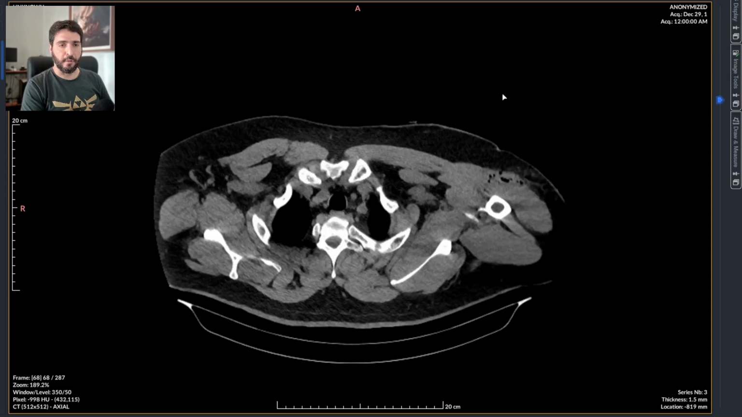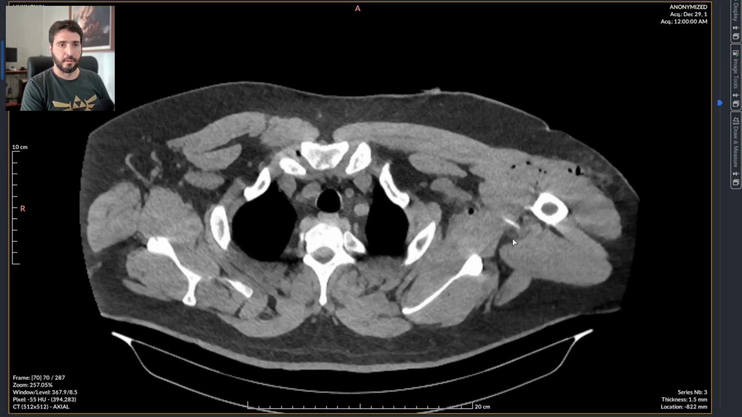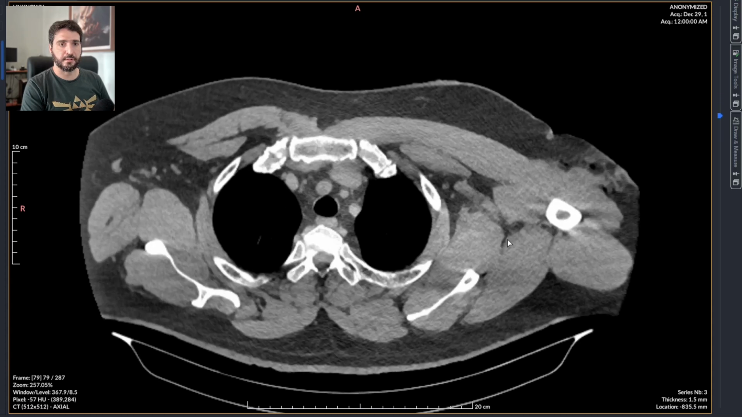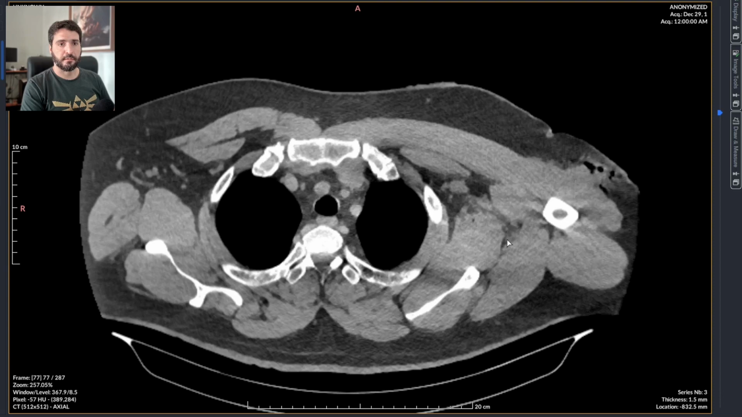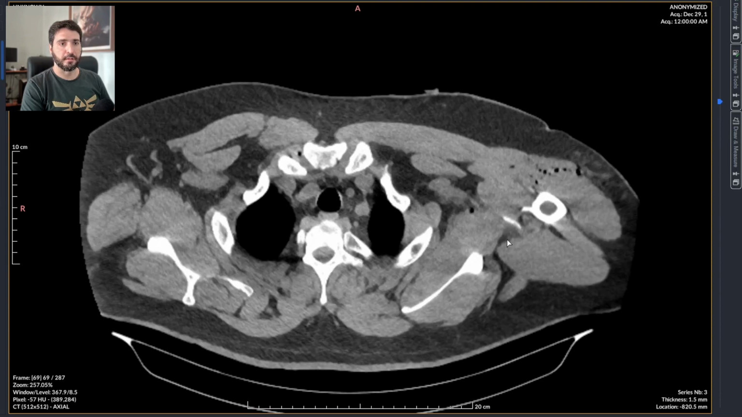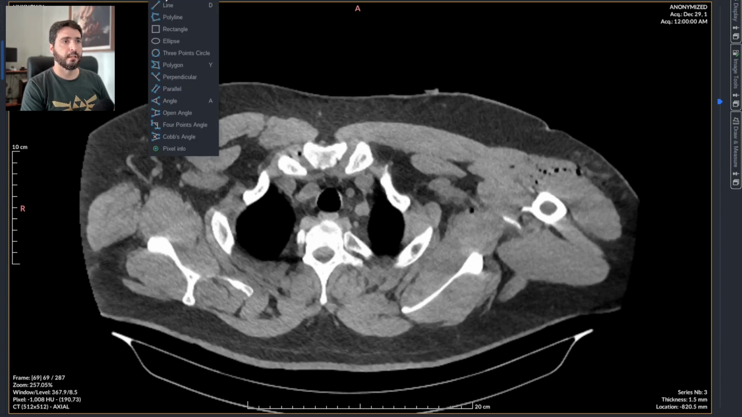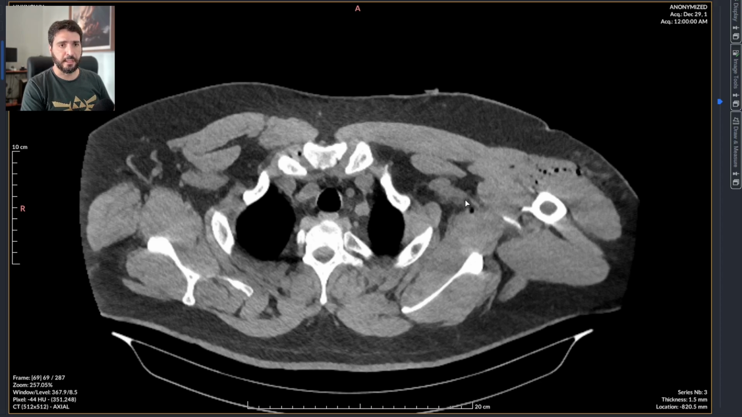Let's just measure how lucky this guy was. So, oh my God, this is so close. I can't believe he survived this one. This was really close to being deadly.